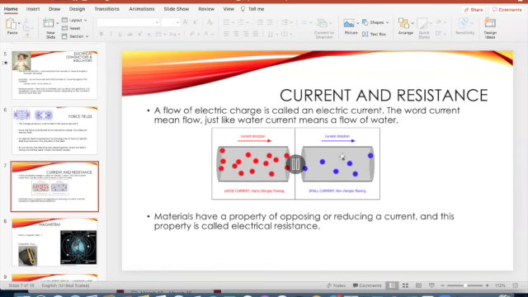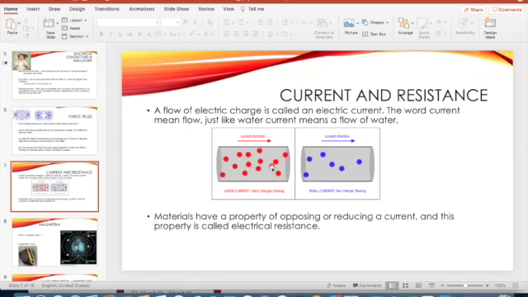So the flow of charges, think of it like the flowing of water through some sort of stream or river. These charges are moving in a certain direction and they're all moving simultaneously. Materials have a property of opposing and reducing current. This is also called electrical resistance.